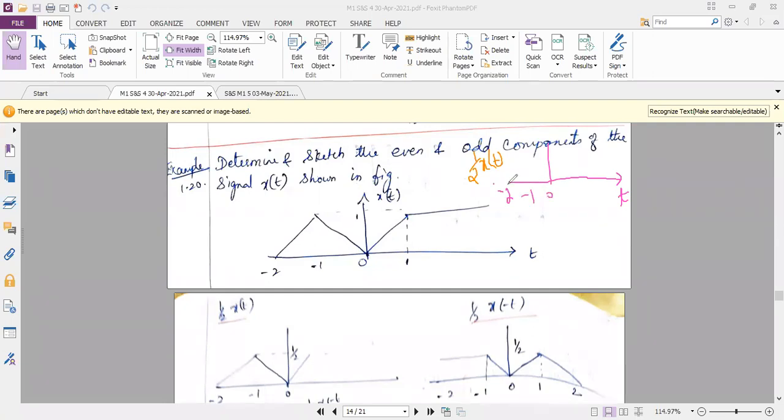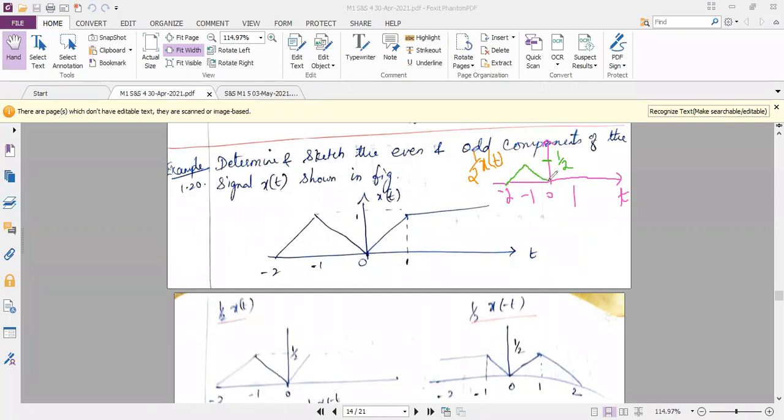Harshita, what changes will happen now if it is 1 by 2 x of t? Yes, ma'am. Amplitude. Amplitude is reduced to how much now? 1 by 2. Very good, very good. Amplitude is reduced to 1 by 2. So here I am marking 1 by 2. The shape I have to maintain the same. So triangle. At 1, the amplitude is 1. At minus 1, the amplitude is 1.